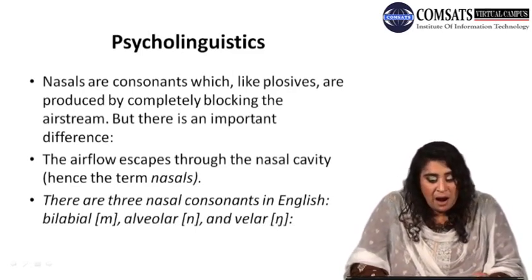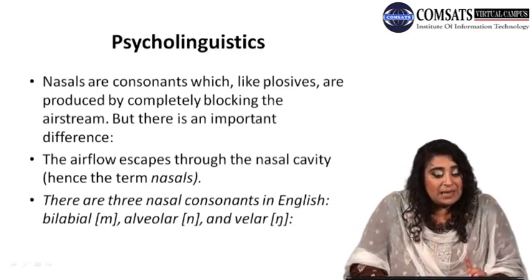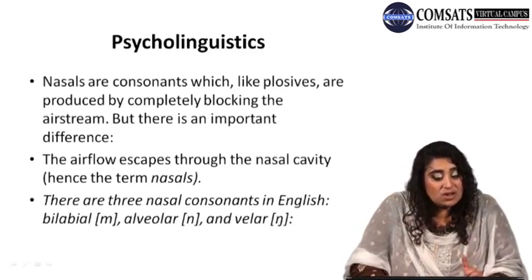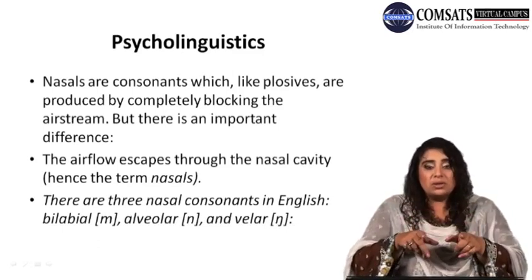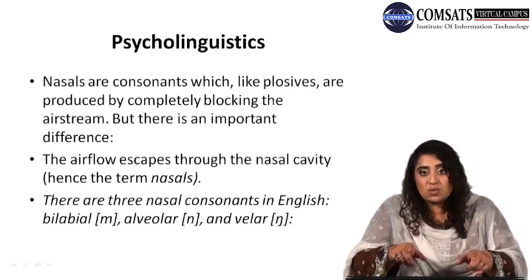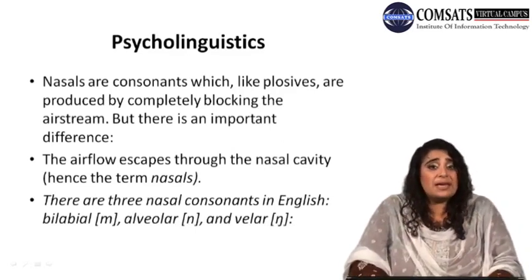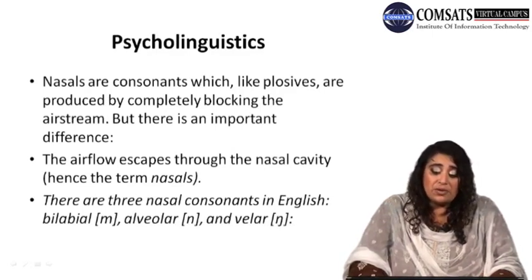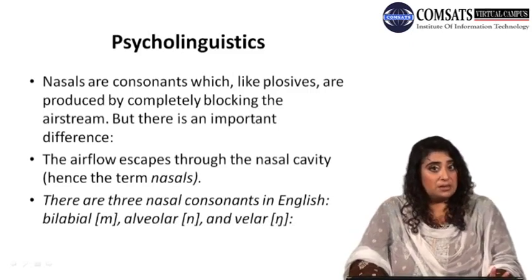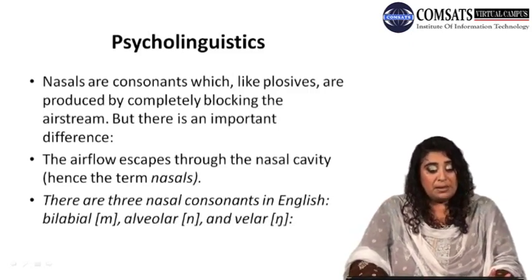The airflow escapes through the nasal cavity, hence the term nasals. So instead of the airflow coming out of your mouth, it's coming through the nose. The air is escaping from there, and that's why the sounds are nasal. There are 3 main nasal consonants in English. Bilabial is M, the alveolar is N, and velar is also an N.